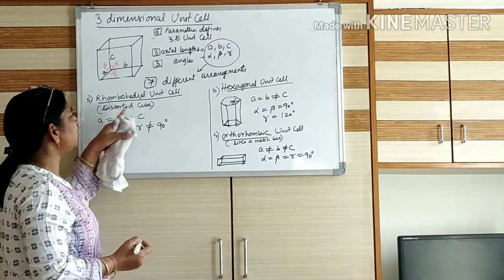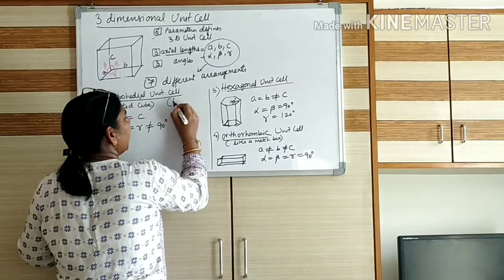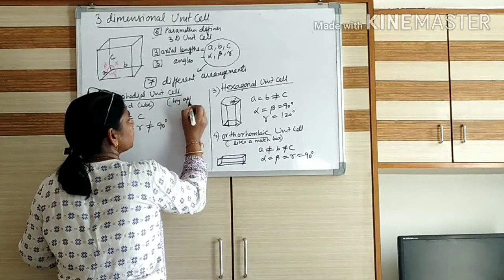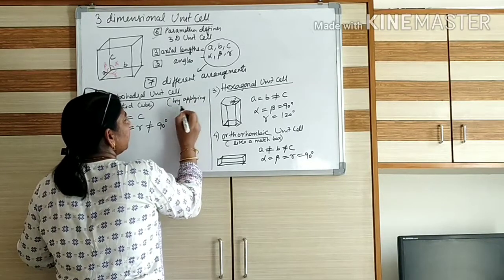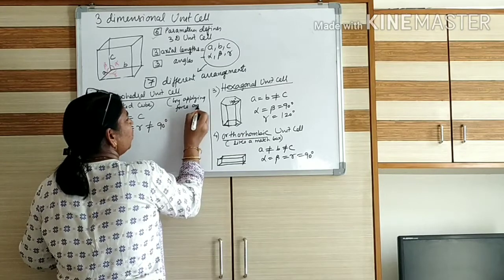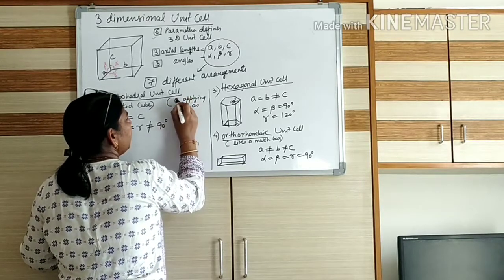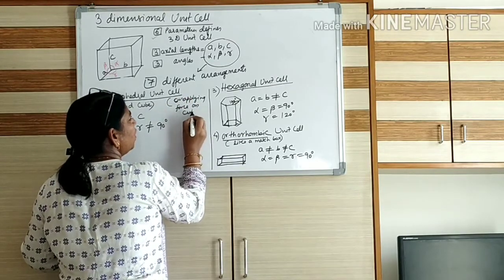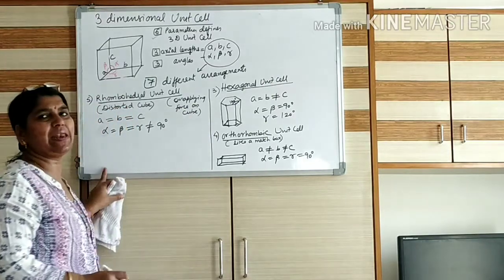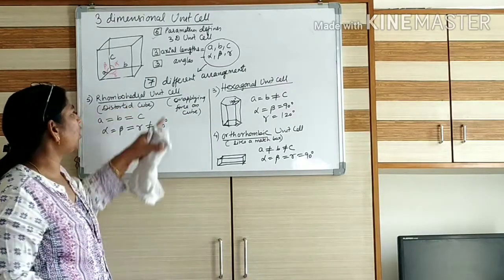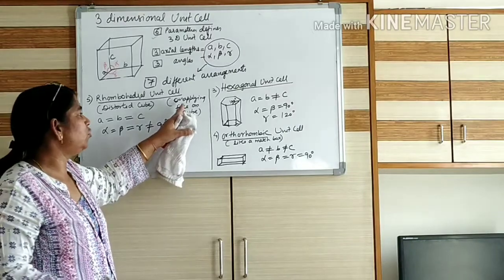We are applying force. Distorted cube means by applying force on cube. On applying force on cube, what will happen? This condition will arise. That is rhombohedral. You should remember it.